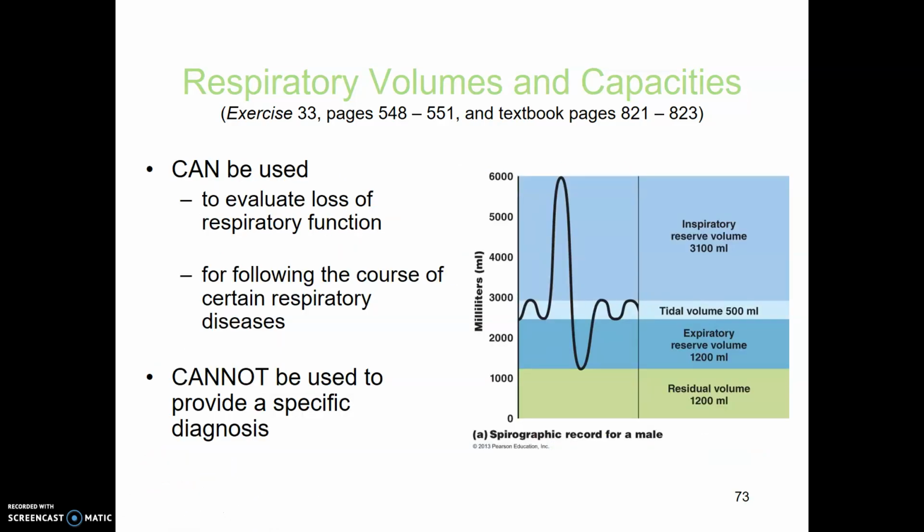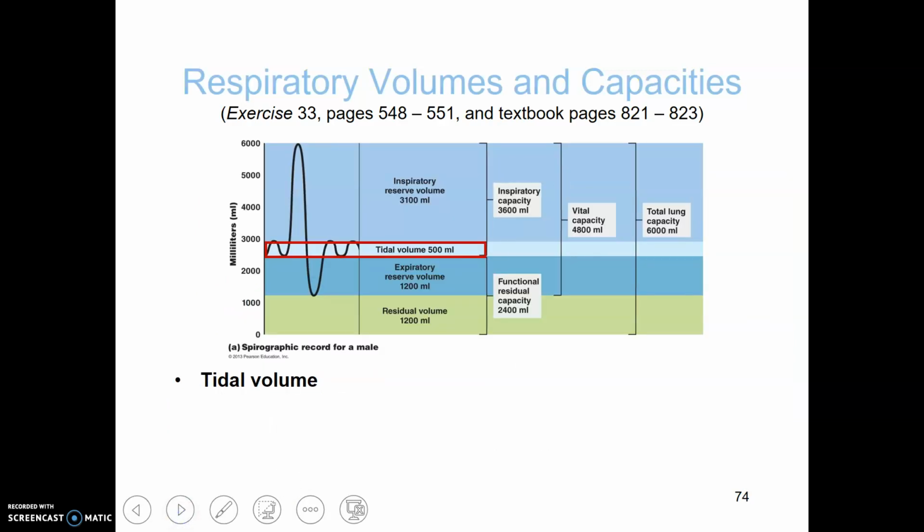We can use respiratory volumes and capacities to evaluate respiratory function, but we're not going to use them specifically to diagnose, say, lung cancer, bronchitis, or COVID-19. It's not like you have a range that your capacity has to be in, and if you're not there, then you have asthma, for example. So let's just start with tidal volume.